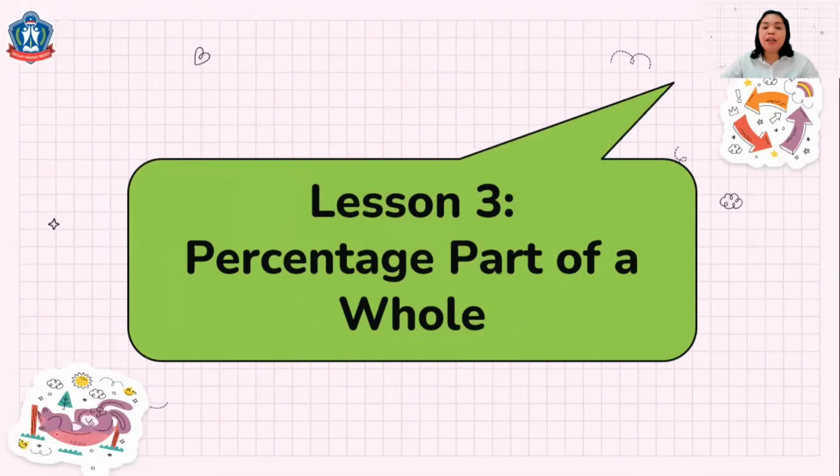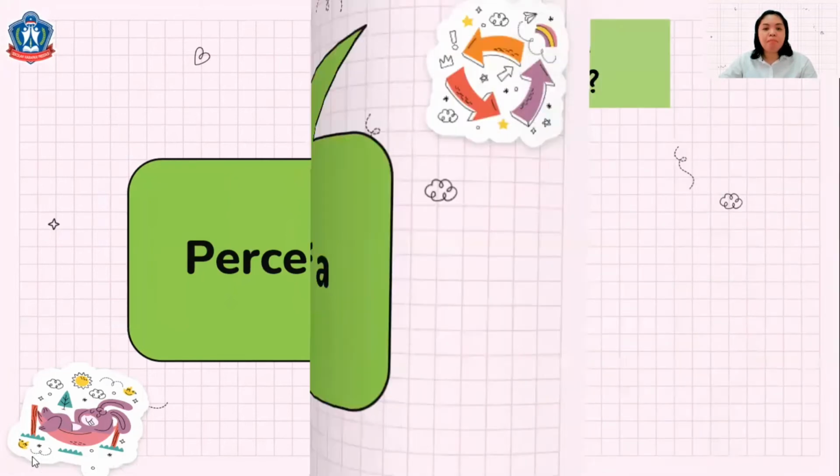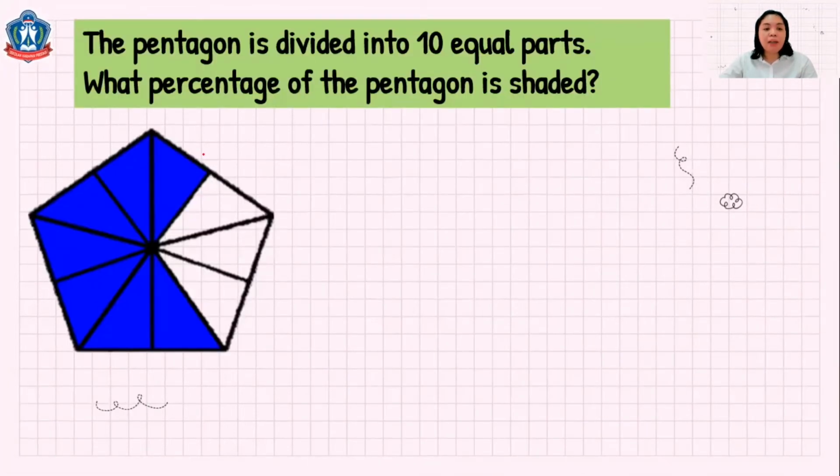Now, let's go to lesson 3. It talks about percentage as part of a whole. It's just the same as when we talk about the fraction part of a whole. Okay, for example, I have here a pentagon. It is divided into 10 equal parts. So what percentage of the pentagon is shaded?